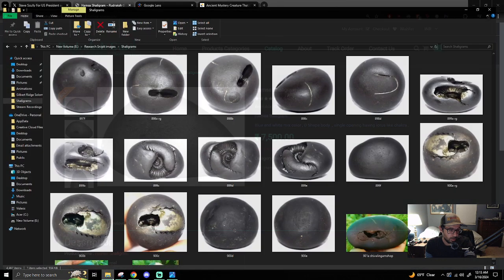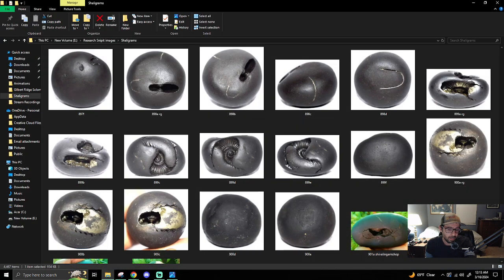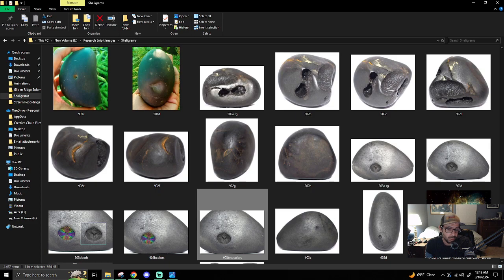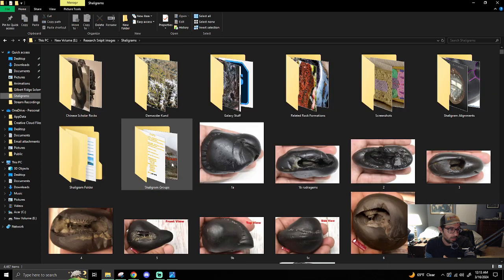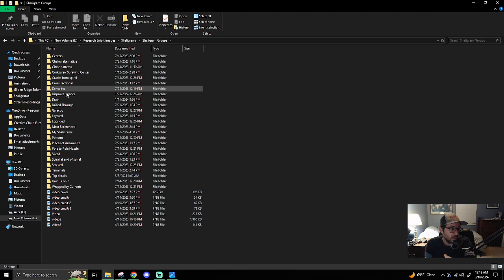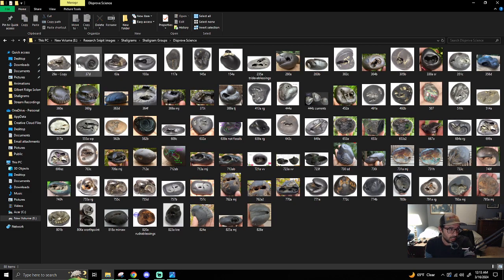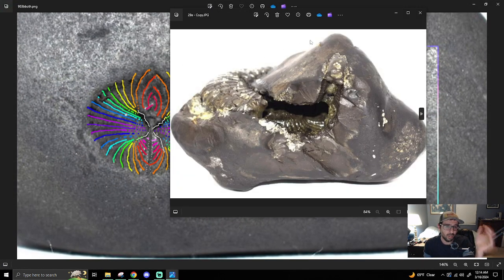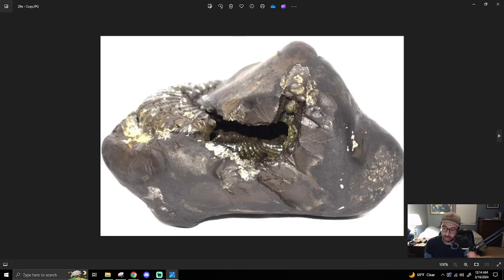For example, if anyone hasn't seen shallograms before, I can just go to this disprove science one, and maybe not aim to disprove science as much as by sharing these, to just show the spectrum of what's going on in shallograms. They have an ammonite here conjoined to another ammonite pointing up at this point.